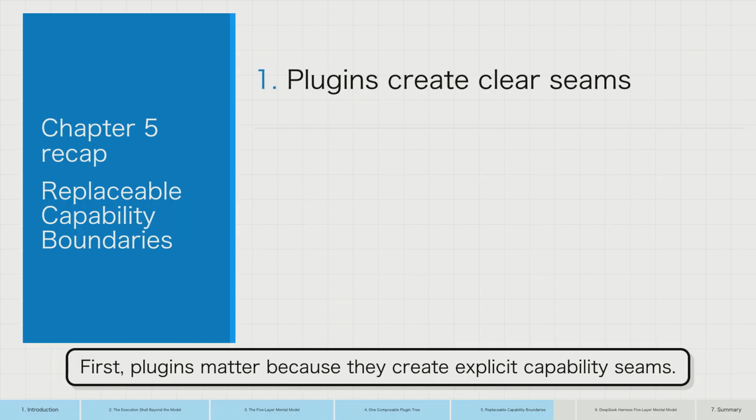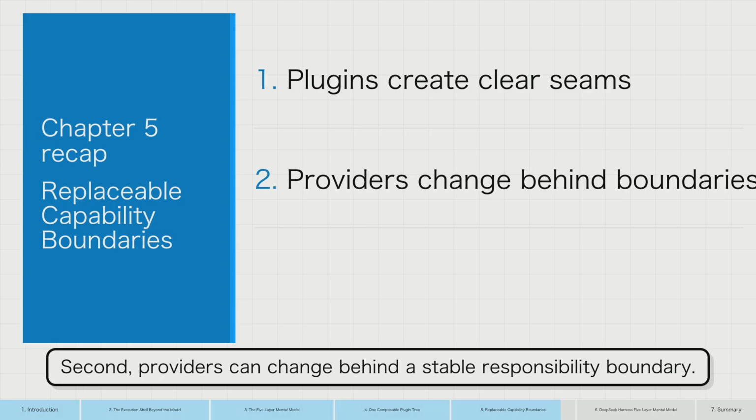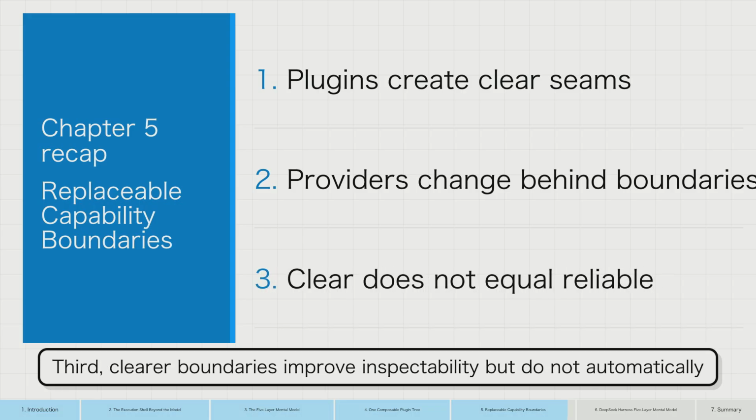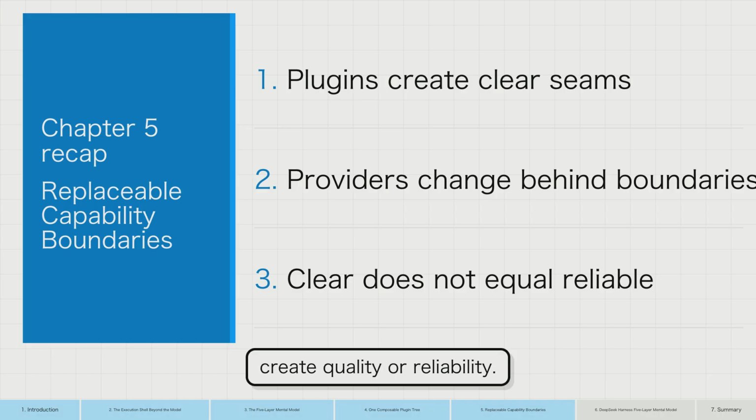Chapter Recap. First, plugins matter because they create explicit capability seams. Second, providers can change behind a stable responsibility boundary. Third, clearer boundaries improve inspectability but do not automatically create quality or reliability.